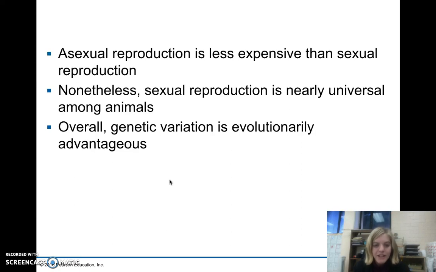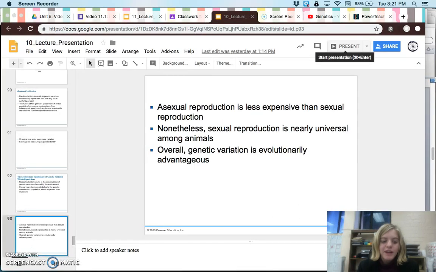Asexual reproduction is very inexpensive in comparison to sexual reproduction. But sexual reproduction is nearly universal among animals, in particular because genetic variation is very advantageous. With asexual reproduction, pretty much your primary source of genetic variation is going to come from mutations in the DNA. That gives you a little bit more of an understanding of why genetic variation is so important and why it is crucial that meiosis occurs the way that it does.